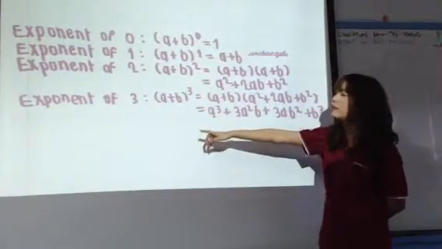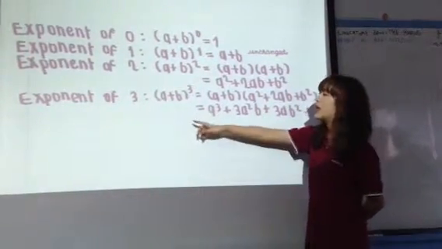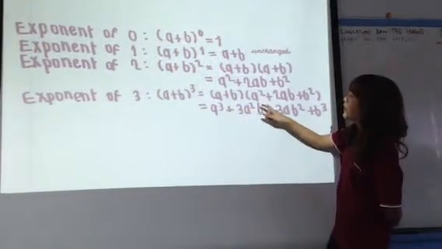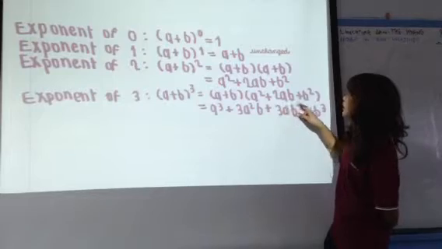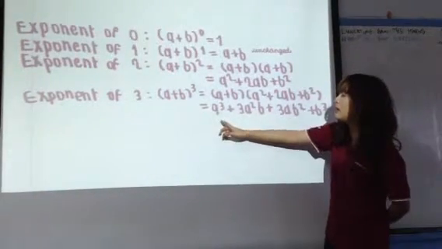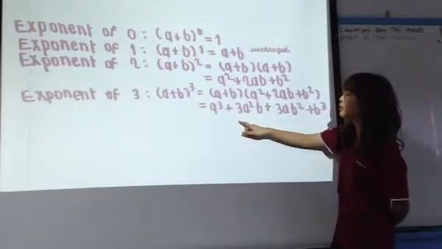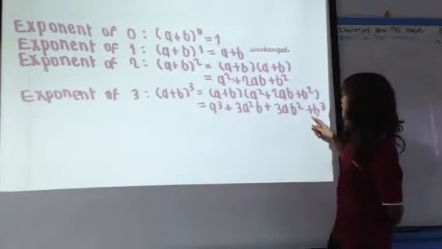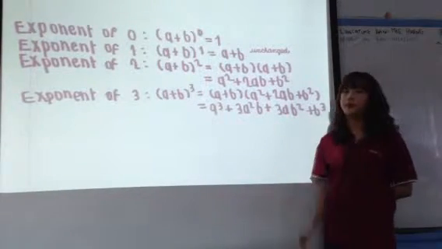And lastly, the exponent of 3, a plus b cubed. It's a plus b times a squared plus 2ab plus b squared. From this, we end up with a cubed plus 3a squared b plus 3ab squared plus b cubed.